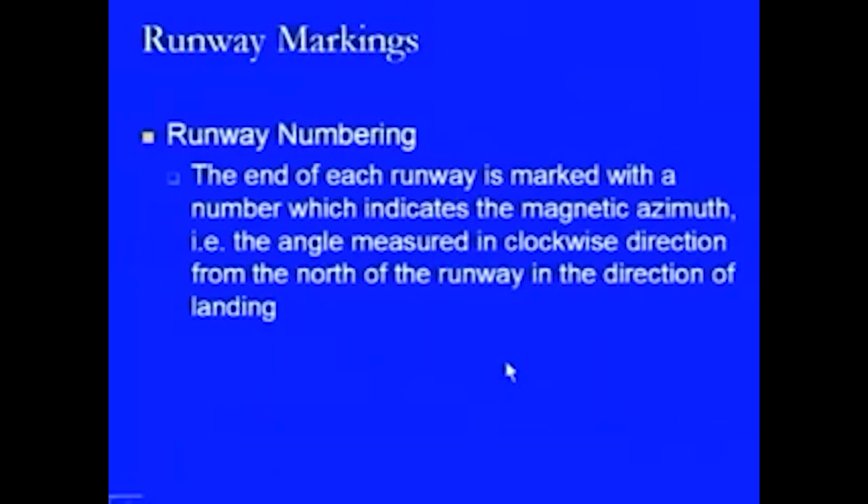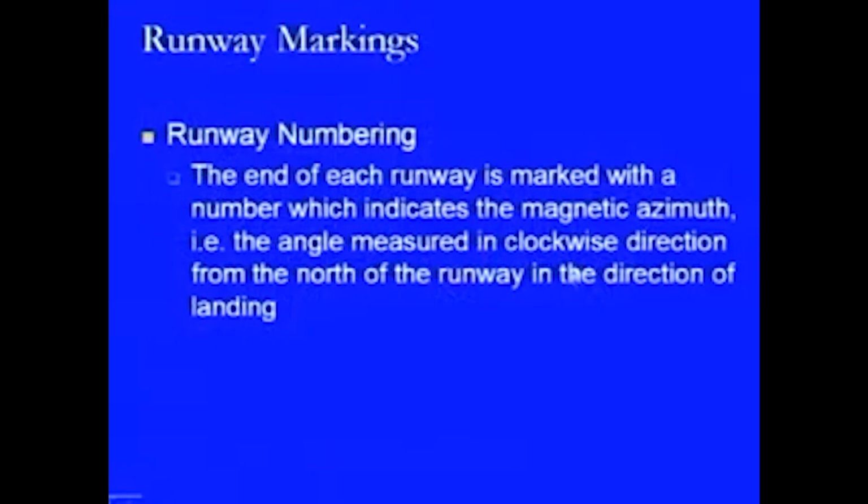Then another type of marking is the runway numbering. In this case, the end of each runway is marked with a number which indicates the magnetic azimuth. That is what we have seen in the previous diagram, where 20 L was written. So, 20 defines the magnetic azimuth, that is the angle measured in clockwise direction from the north of the runway in the direction of landing.